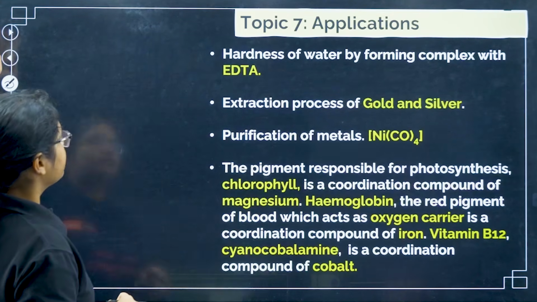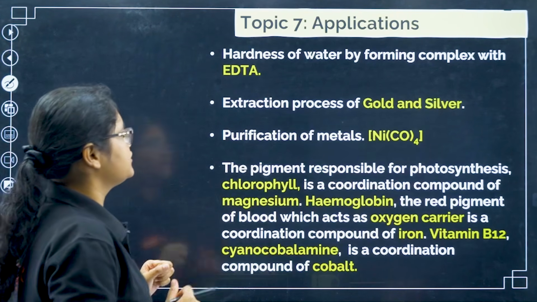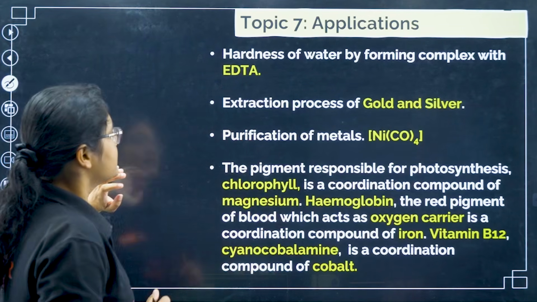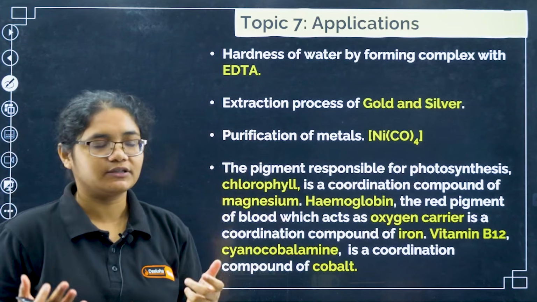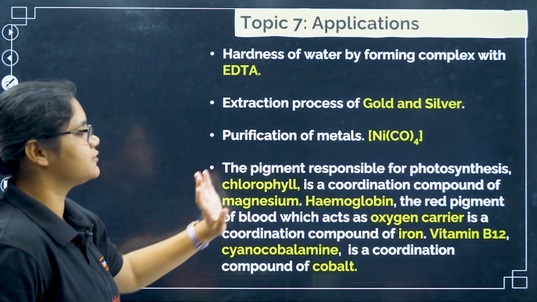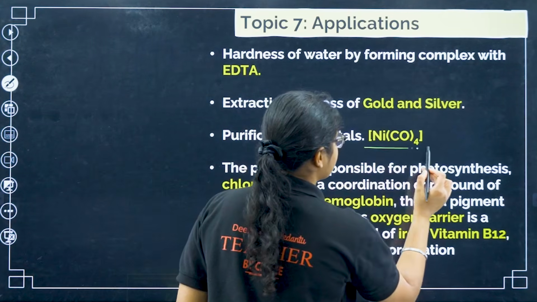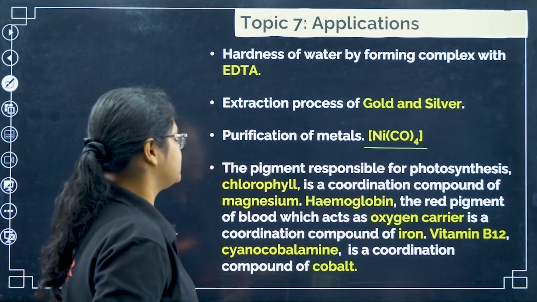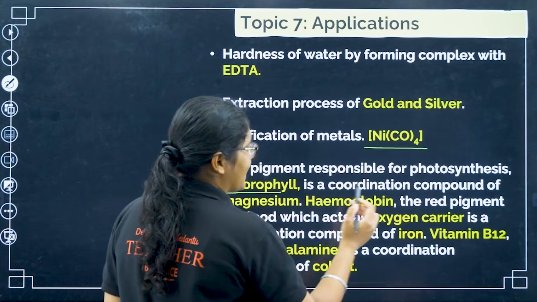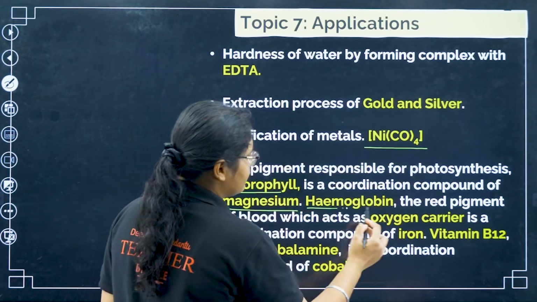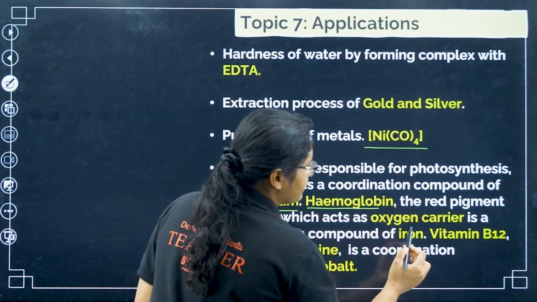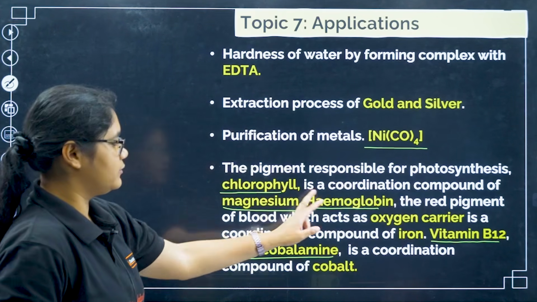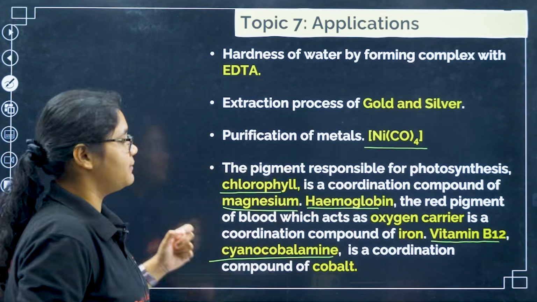Now moving to the applications of coordination compounds. Here are different applications, and you should know certain important ones. First of all, EDTA is used for determining the hardness of water, then there is the extraction of gold and silver. In the purification of metals, nickel tetracarbonyl is used. Then chlorophyll has magnesium, hemoglobin has iron, and vitamin B12 has cobalt. These particular things can be asked in MCQs, so you should remember them.